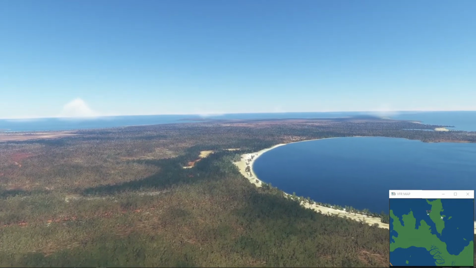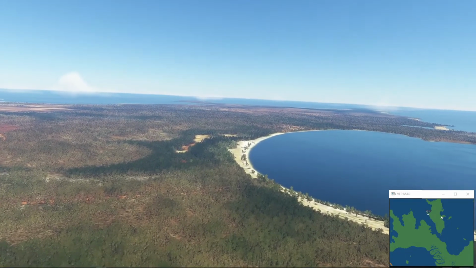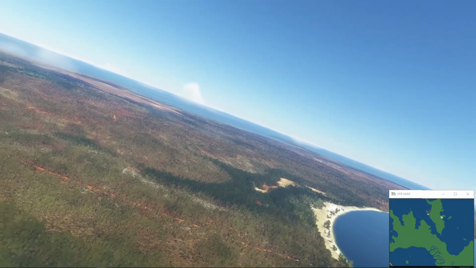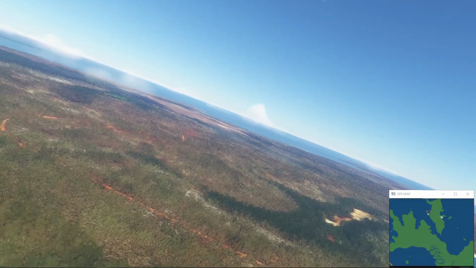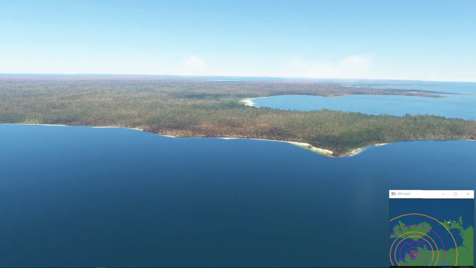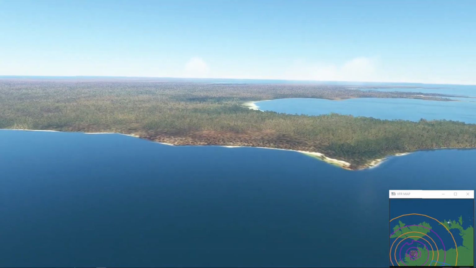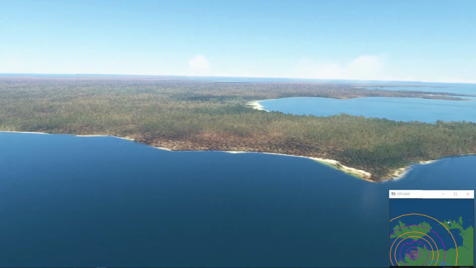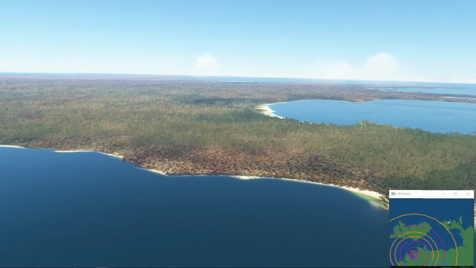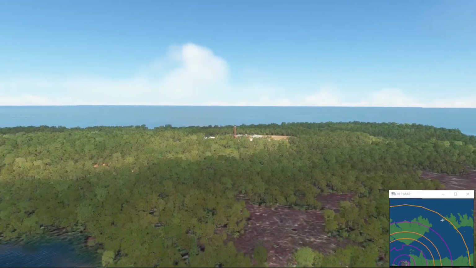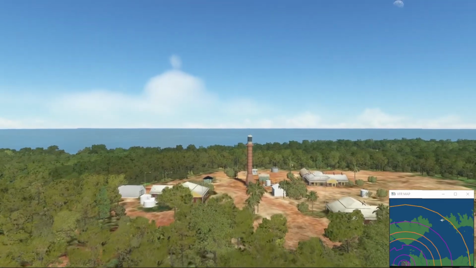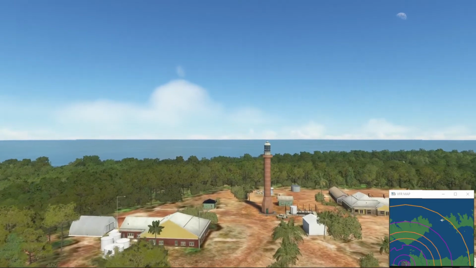We're flying towards Minjilang, a small community on Crocker Island. We're flying straight ahead towards the Garrig Gunag Barlu National Park, and we will try to find a lighthouse at Cape Den. Here we can see the Cape Den Lighthouse, nicely shown in Flight Simulator.